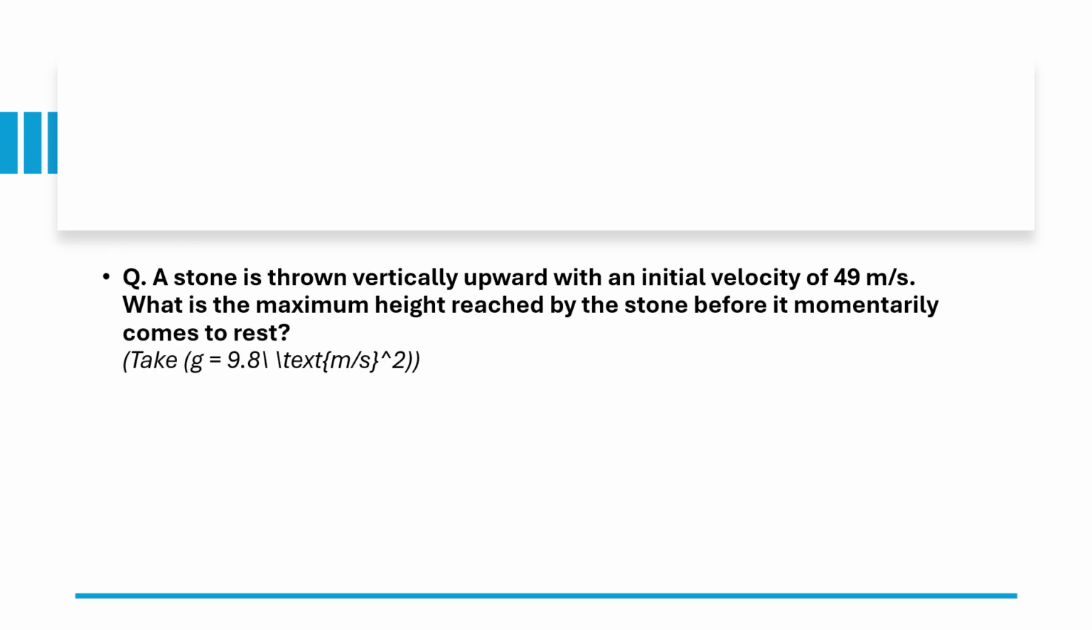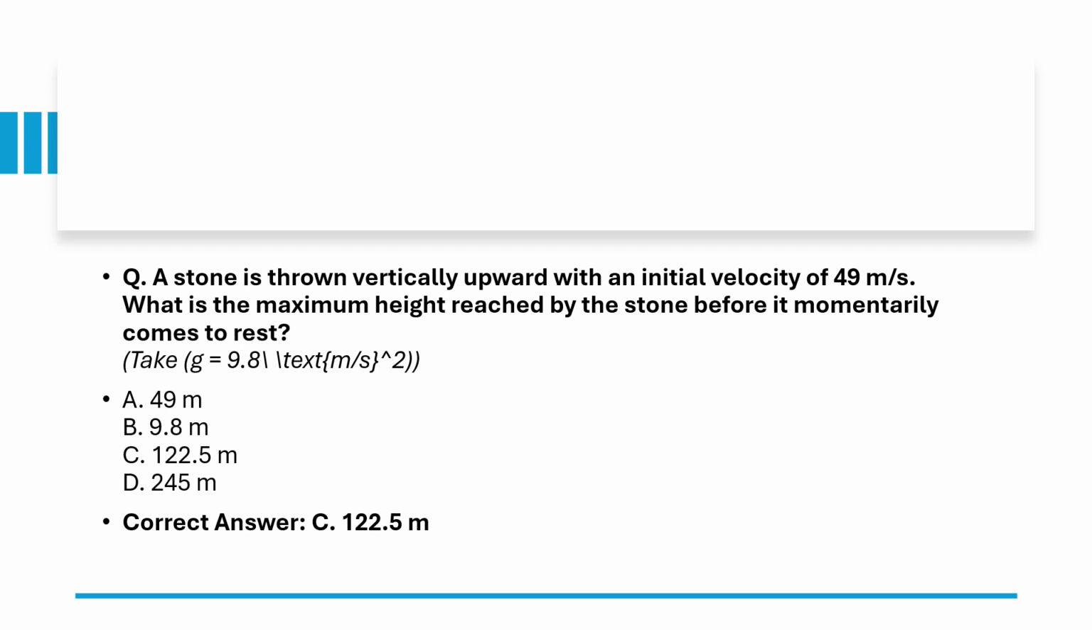A stone is thrown vertically upward with an initial velocity of 49 meters per second. What is the maximum height reached by the stone before it momentarily comes to rest? Option C is correct, that is 122.5 meters.